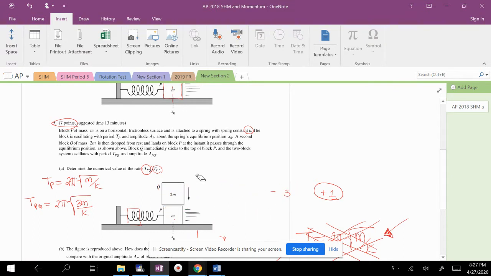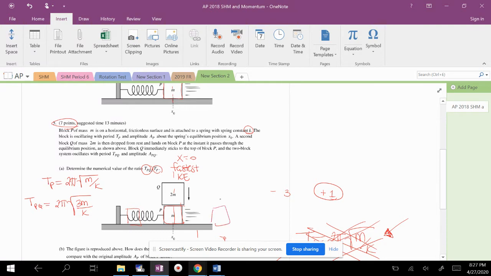Okay, so when the block is at equilibrium, you should know this is the fastest it's going. And x is equal to 0 because it's at equilibrium. The distance away from equilibrium is 0. So the type of energy it has here is all kinetic.